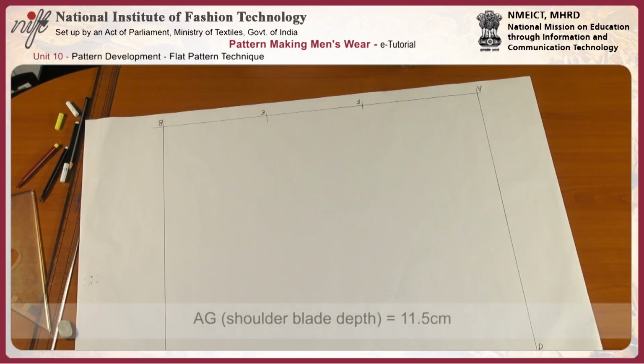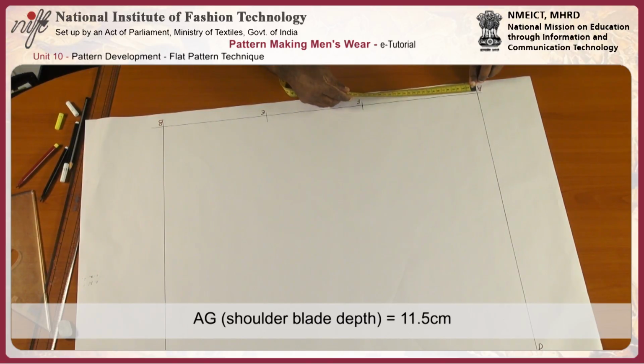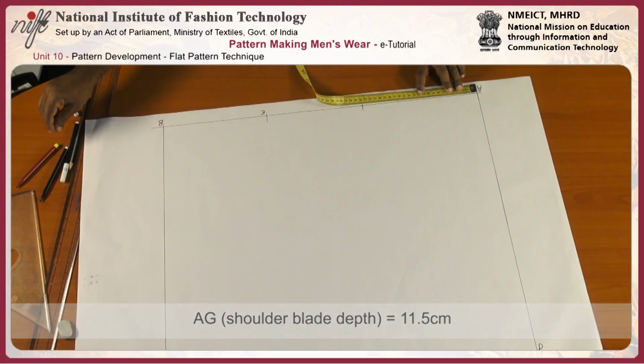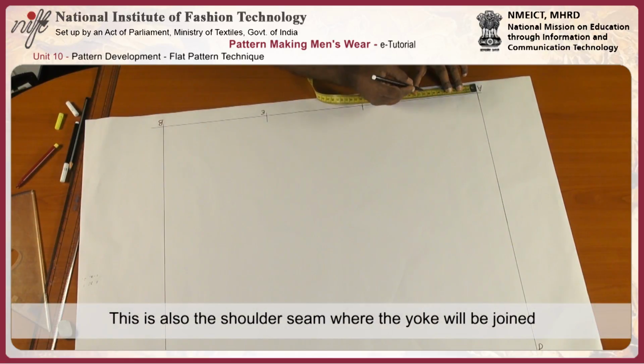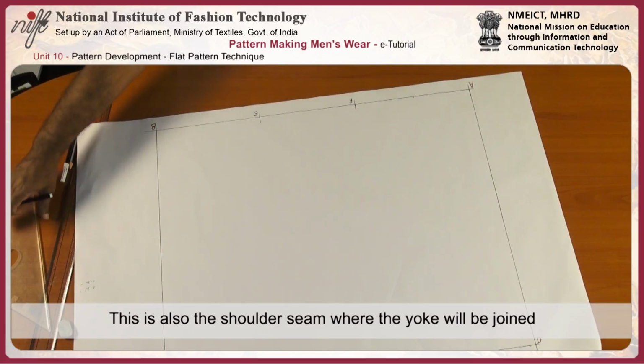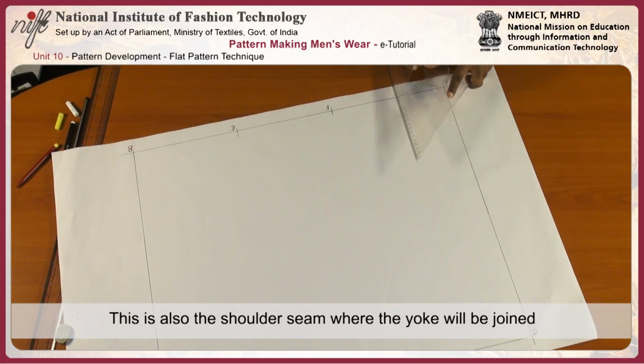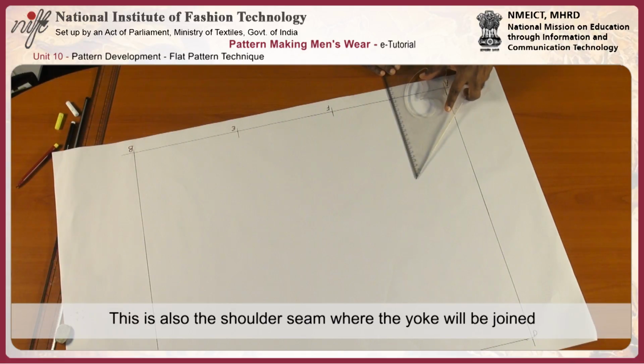A to G is the shoulder blade depth, that will be 11.5 centimeter. This is also a shoulder seam. The yoke will have the join here.